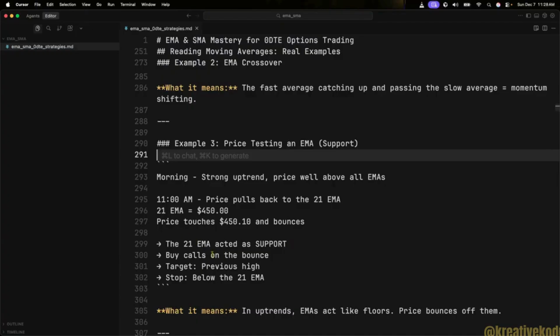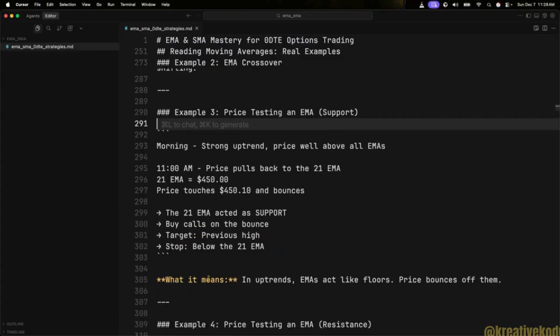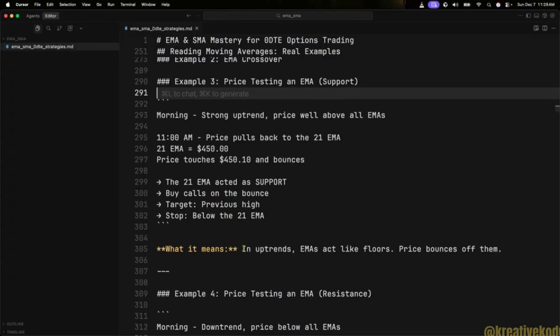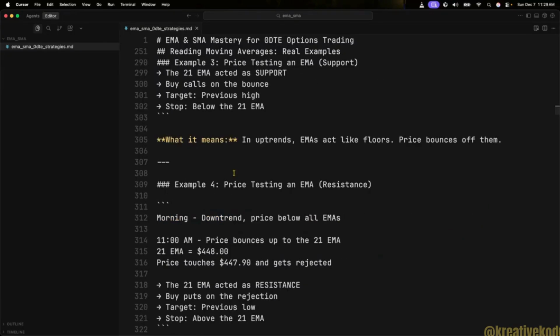Then this acts as the support. We buy calls because we think it's going to bounce, right? It has bullish momentum there. And then our target is going to be the previous high, and our stop is below the 21 EMA. What this means is that there's a strong upward trend. The EMA acts as the floor, the support level. And then once the price bounces off them, that's when we get in.